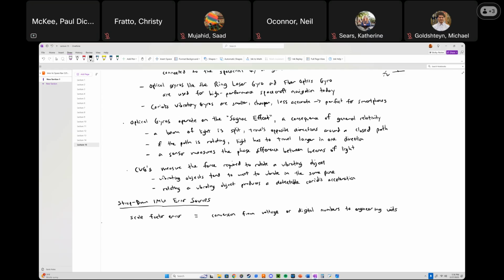The next is misalignment error. Which is just to say that you have not mounted the sensor the way that you think you've mounted the sensor. So the attitude of sensor frame with respect to the vehicle frame is slightly off.